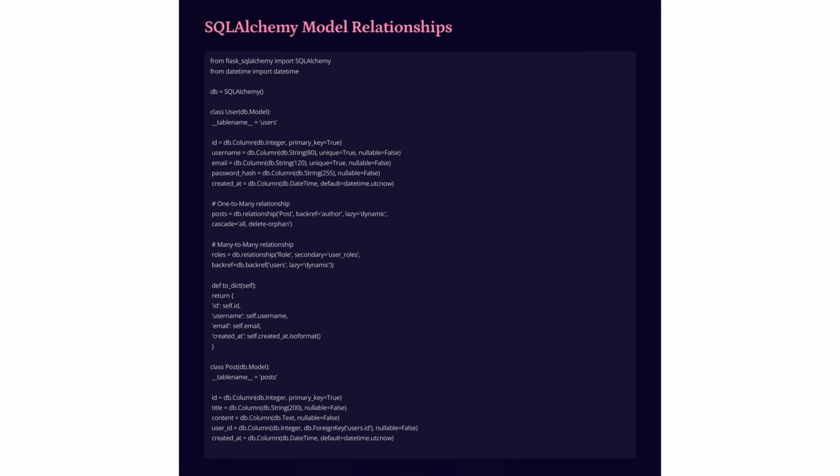In SQLAlchemy, model relationships are crucial for defining how tables interact. A user can have multiple posts, establishing a one-to-many relationship. The posts attribute in the user model uses db.relationship to link to the post model. Additionally, a many-to-many relationship is defined between users and roles using a secondary table, user_roles, facilitating complex data interactions.